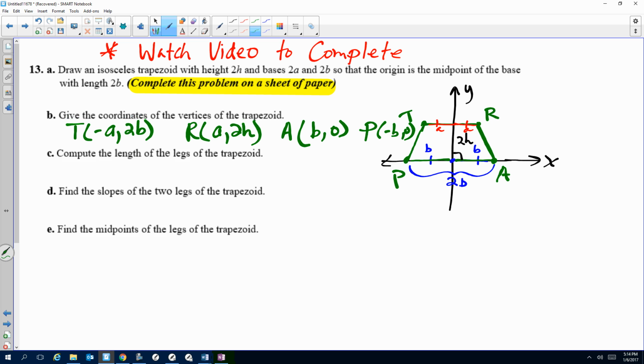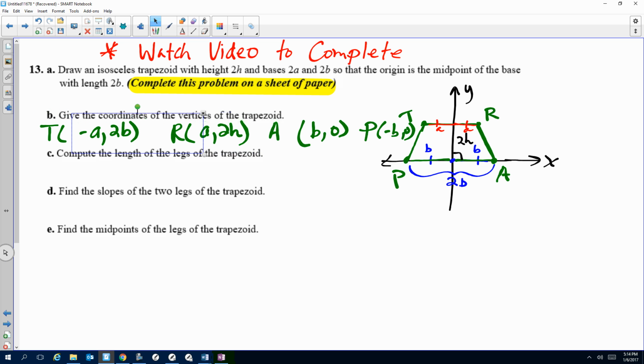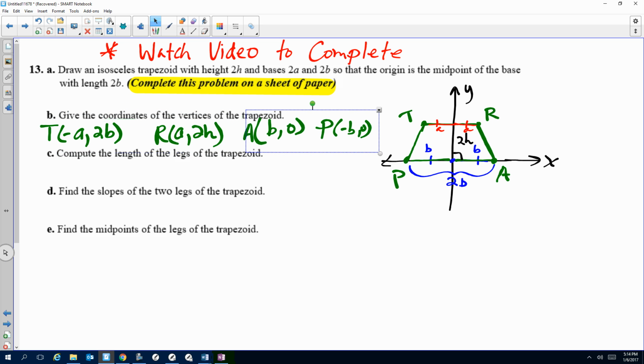Sorry about that. It looks kind of messy. Let's see, maybe I can move this over. Alright, that's a little bit better.